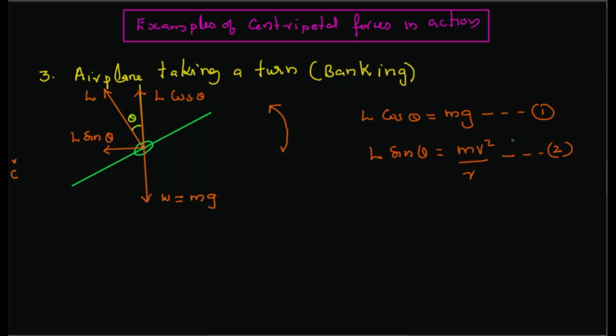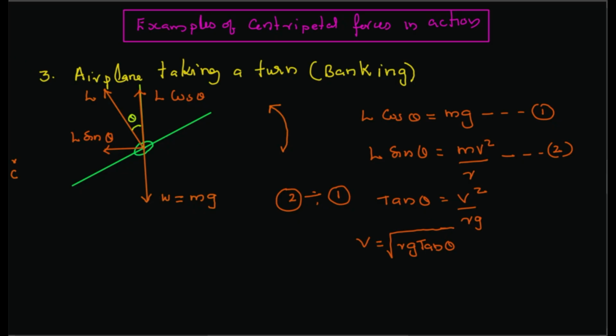Now we can divide equation 2 by equation 1, and you will get tan theta equals v squared over rg. Or the optimum speed v to turn the airplane is given by the square root of rg tan theta.